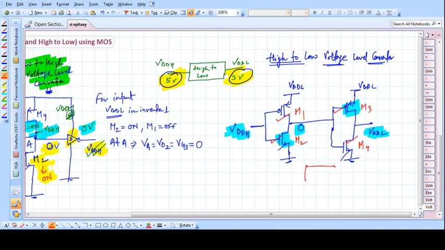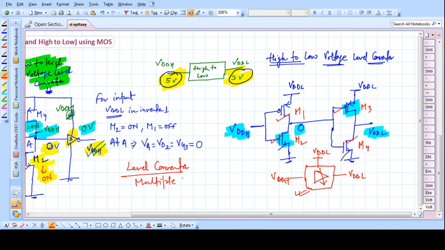So this one is our high to low voltage converter, and it uses only VDDL for VDDH to VDDL. This type of circuit is used as a level converter. Both are level converters, and where we are using multiple VDD circuits, we have to use this type of level converter. So basically this one is a level converter.